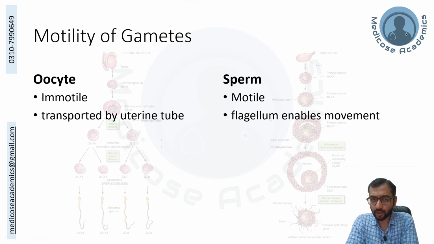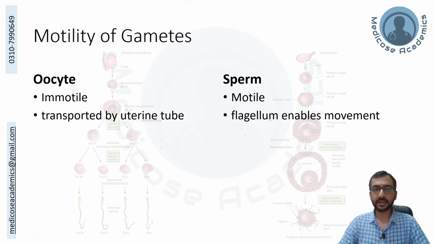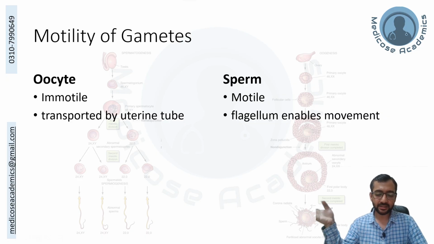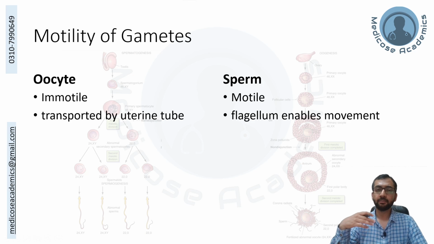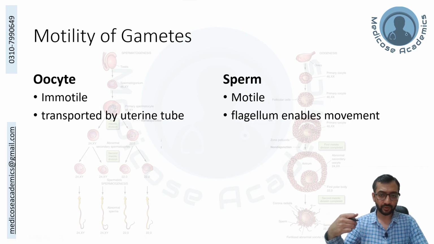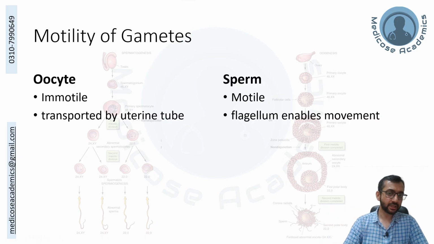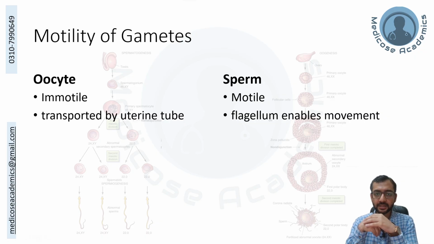The oocyte is immotile and it is transported by the functioning of the uterine tube, by the beating of cilia and by peristaltic action. Sperm itself is motile, but it is also moved along by passive movements, by peristalsis in the vas deferens, by muscular contraction during emission and ejaculation, and by muscular contraction in the uterine tube. But it does have a flagellum that enables movement, especially through the cervix, through the uterine tube, and near the time of fertilization. So those are some of the differences that can be considered.